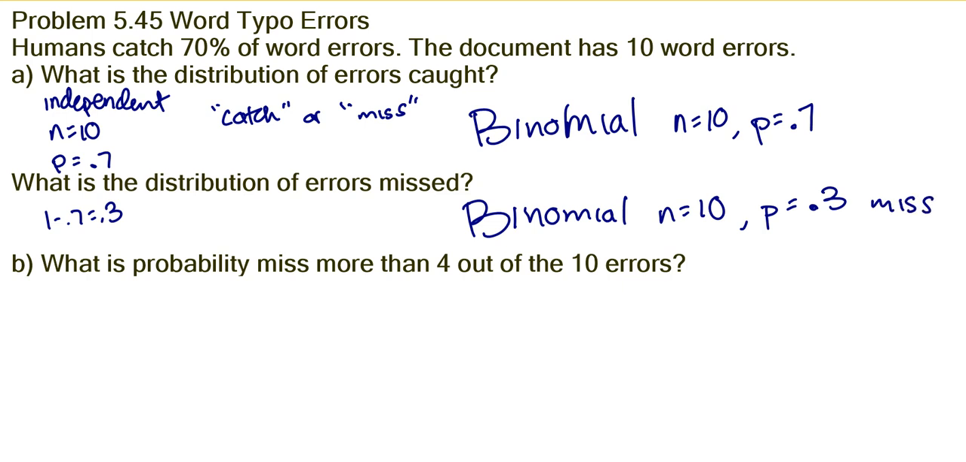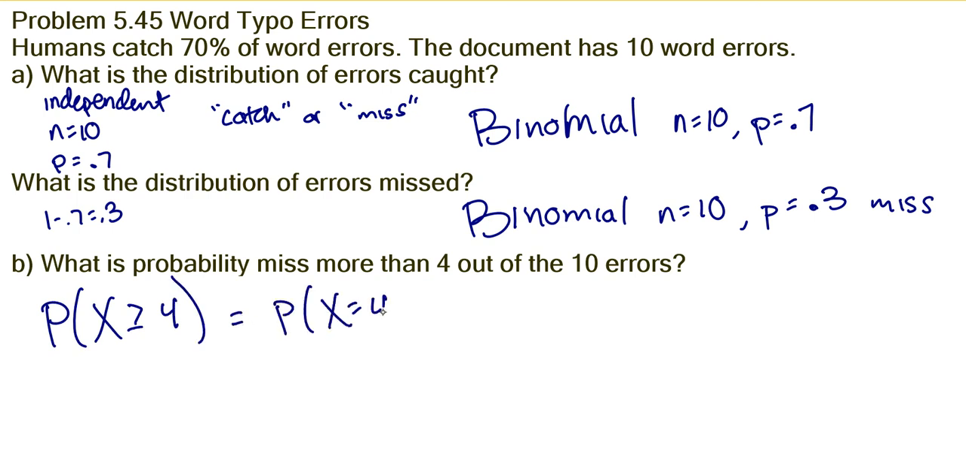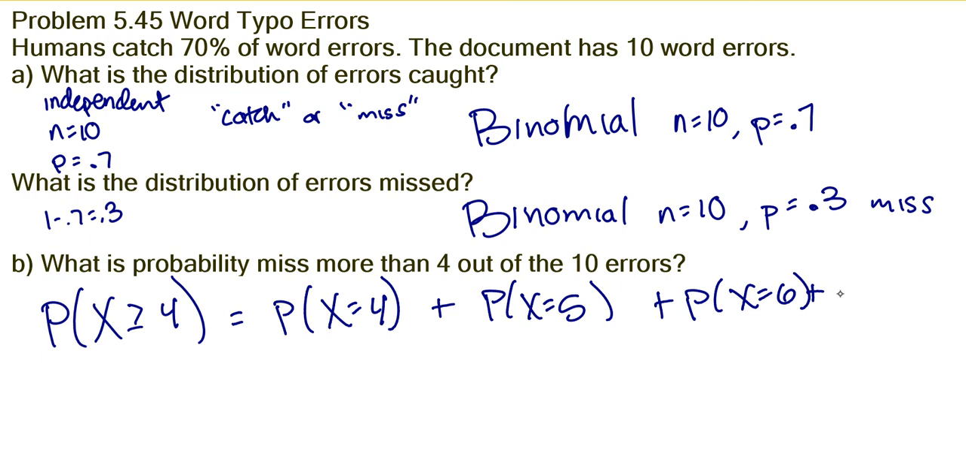So we know it's a binomial distribution. Now they ask, what's the probability that you miss more than 4 out of the 10 errors? So we're looking for the probability that x is greater than or equal to 4. To find this probability, you'll have to do each one. So the probability that x equals 4, plus the probability that x equals 5, plus the probability that x equals 6, plus all the way up to the probability that x equals 10. There are two ways you can do this. We do have a table. You can just look at the table, or you can try and do it by hand.